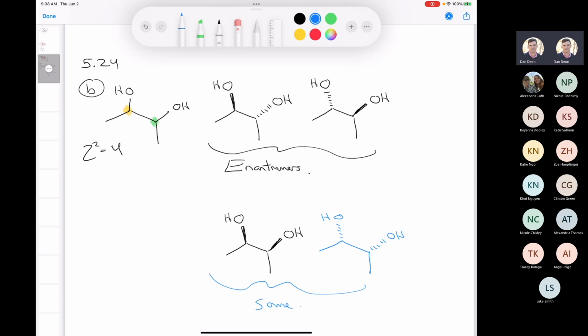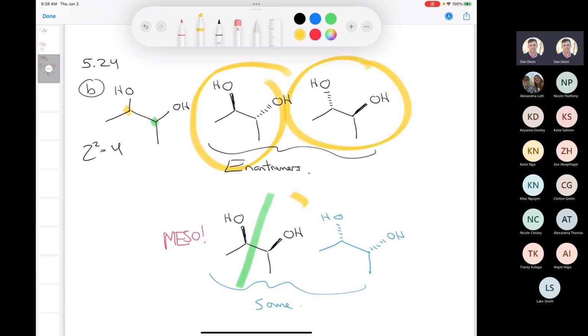Why? Because we have a plane of symmetry running down this molecule, and thus this is a meso compound. And so we only end up with this pair of enantiomers and this other diastereomer to each one of those enantiomers, which happens to be a meso compound, and therefore I only have 3 possible stereoisomers for this compound, just like I did in A.